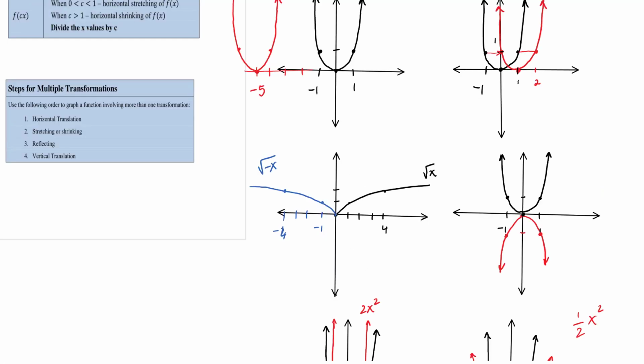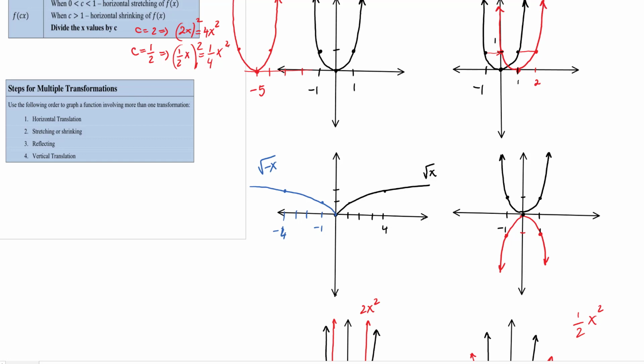And the last one, f of cx. So basically, what's going to happen if we have c equals 2, for example, then it's going to be 2x squared, right? So we multiply the x by 2, so it's 4x squared. And if it's 1 over 2, we're going to have 1 over 2x squared, which is actually, sorry, this is squared, which is 1 over 4x squared.